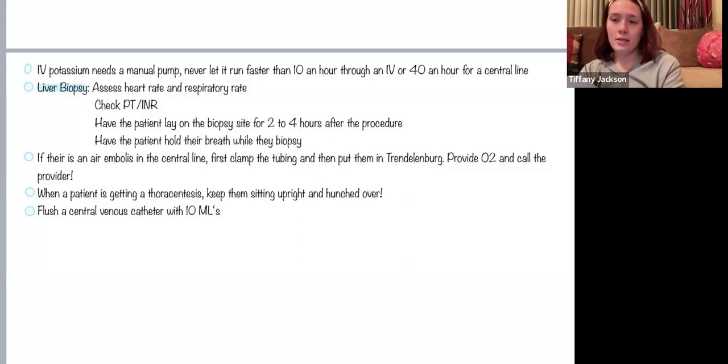For the NCLEX, we are never going to leave our patient alone to go call the provider. We're going to stay with the patient. We're going to provide appropriate interventions. And then the last thing we're going to do is call and notify the provider.